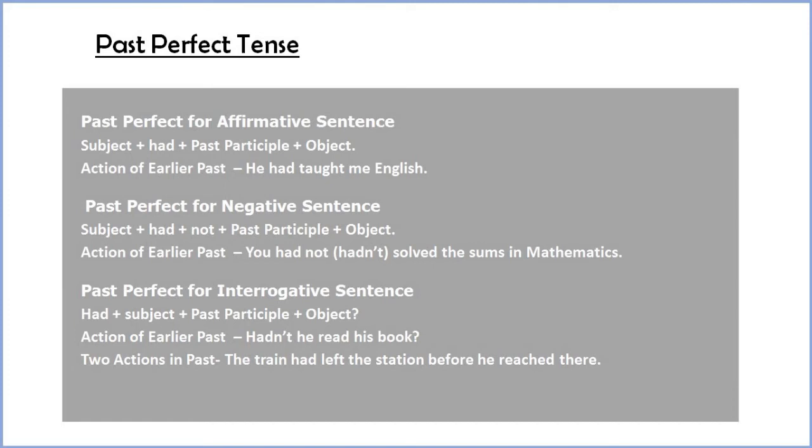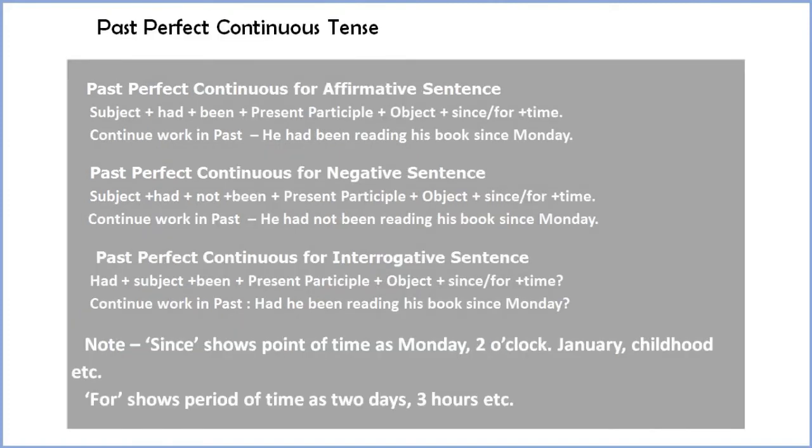So read this statement carefully to understand. The train had left the station before he reached there. You can see that two actions are being held in this sentence. Now students, here are some rules for past perfect continuous tense. So the rules are as follows.